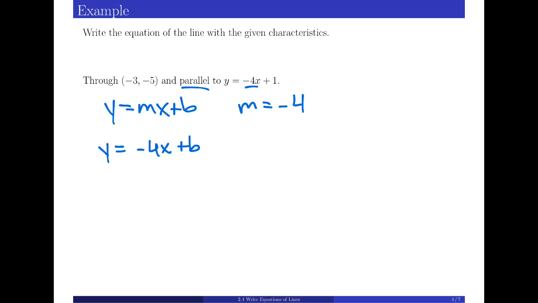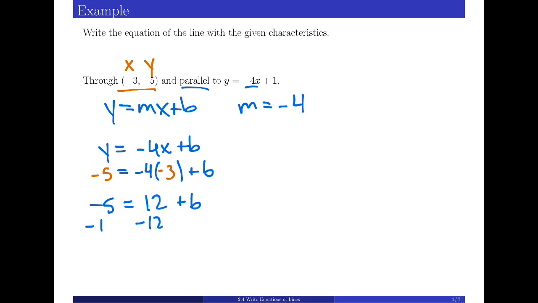And now we're at the same point we were on the last one, where we have our slope plugged in, and we have a point where we can plug in the x and the y to help us find b. So we're going to put -5 in for the y, and -3 for the x. So we have negative 5 equals negative 4 times negative 3 plus b. Negative 4 times negative 3 is a positive 12. Subtract that 12 from both sides, and that gets us, it looks like a negative 17 for b. So y equals our slope of negative 4, x minus 17.